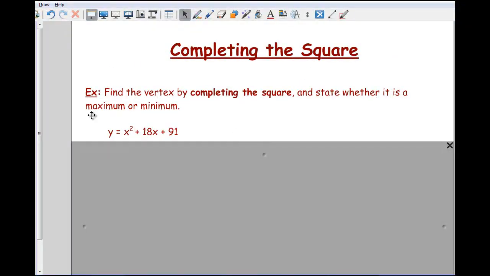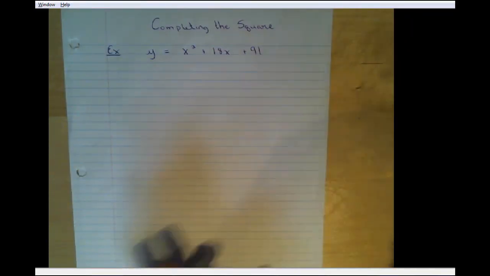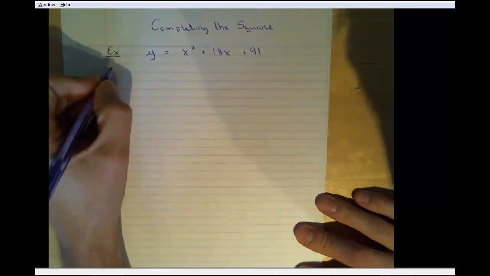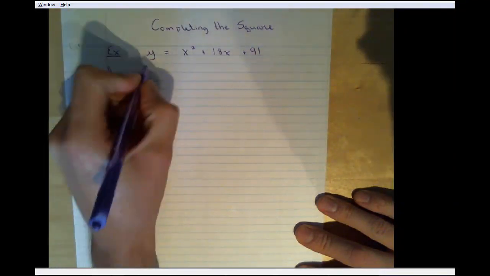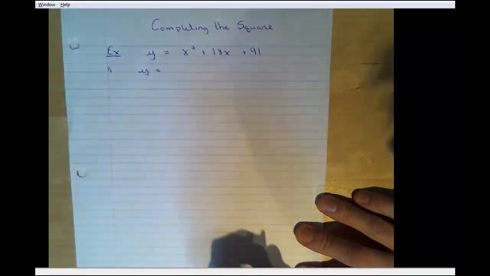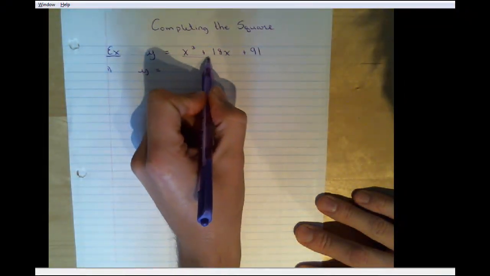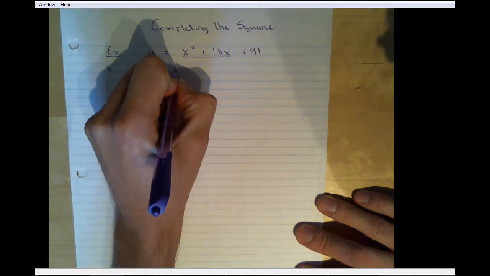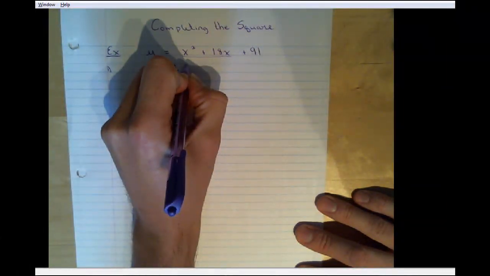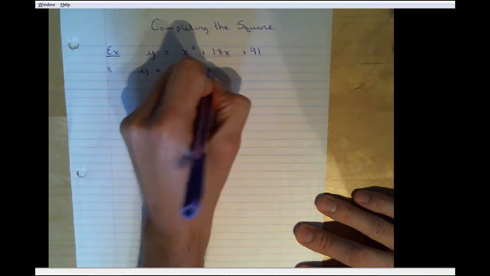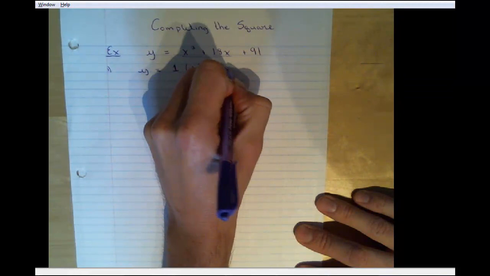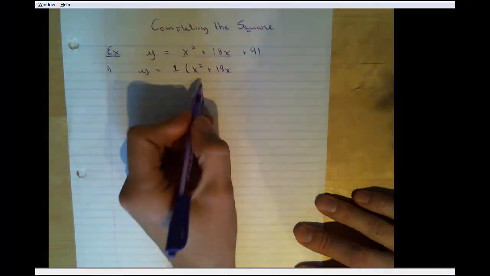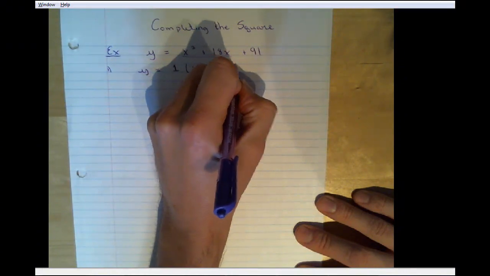Okay, completing the square. Here we go. y equals x squared plus 18x plus 91. So here are the steps. First we're going to rewrite this as follows. We want to look at these two terms and pull out the coefficient in front of the x squared. Now the coefficient in front of x squared here is just 1. So it's x squared plus 18x. There's really nothing we can factor out. When it's just 1, just the numbers themselves get carried down. And then plus 91.